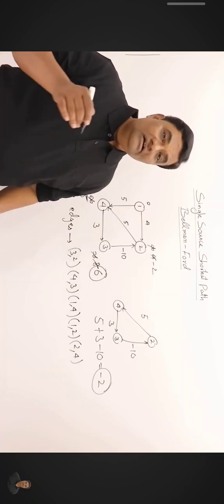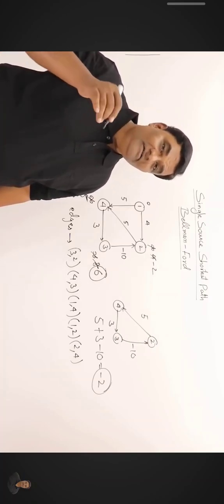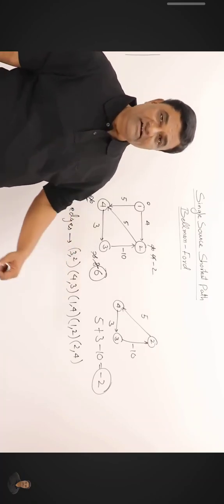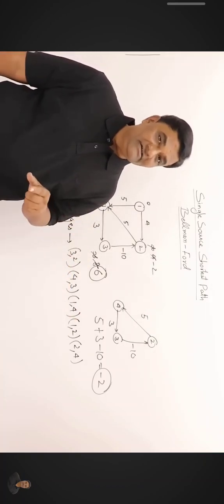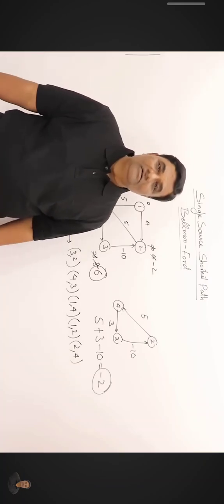But a Bellman-Ford algorithm can detect if there is a negative weight cycle or not, because after performing n minus 1 times, we can relax one more time and check if the vertices are getting relaxed. If any of the vertices is getting changed, then it means there is a negative weight cycle. So that's all about the dynamic programming Bellman-Ford algorithm.